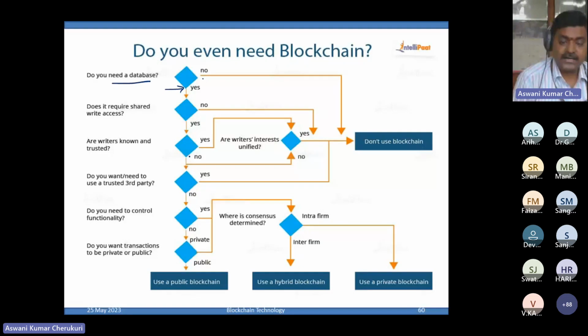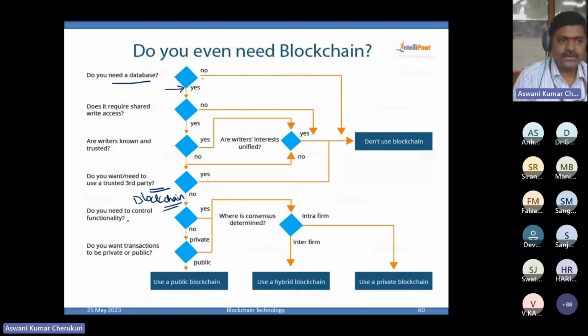If the nodes which are writing into the database are not trusted, then again you need to think whether I have any third-party tool or a trusted third-party mechanism with which I can handle this trust. Then you actually don't need a blockchain. Imagine I don't need a trusted third party, then only I go for blockchain. Okay, this is where blockchain comes into the picture.